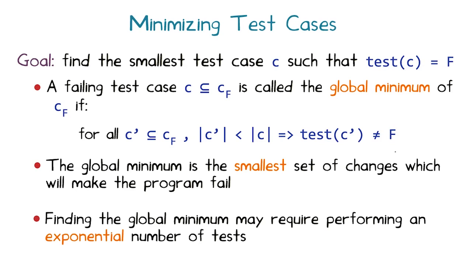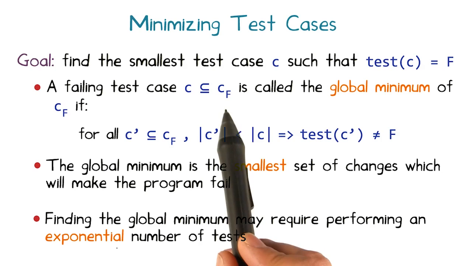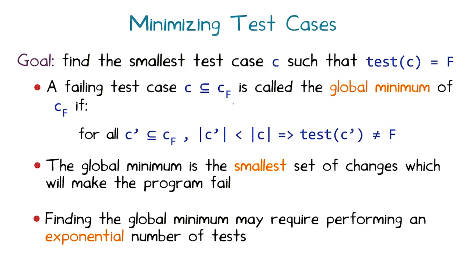But finding the global minimum may require performing an exponential number of tests. If the set CF has size n, we need to perform, in the worst case, 2 to the power n tests to find the global minimum.